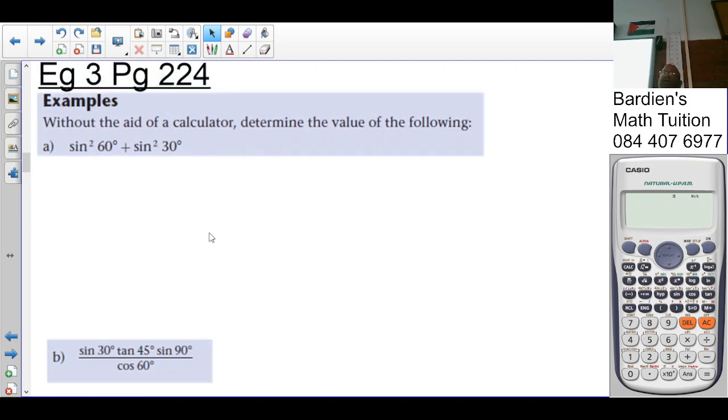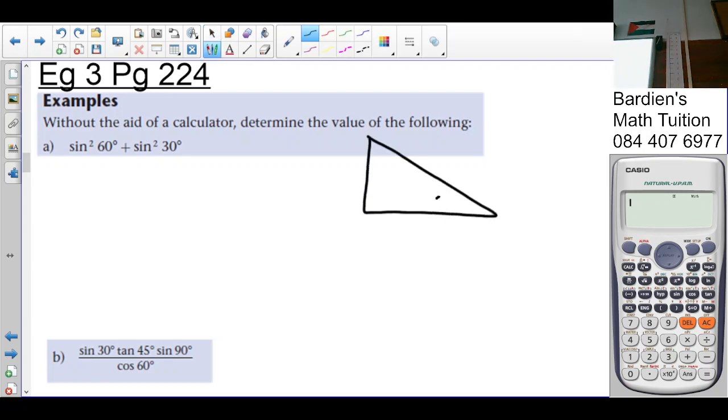In example 3 on page 224. Without the aid of a calculator, determine the value of, the first one is sine squared 60 plus sine squared 30. So what do we need there? Without the calculator. You're going to use your special angles. And which special triangle is needed here? The one dealing with 30 and 60, or 60 and 30. So do that for me quickly.